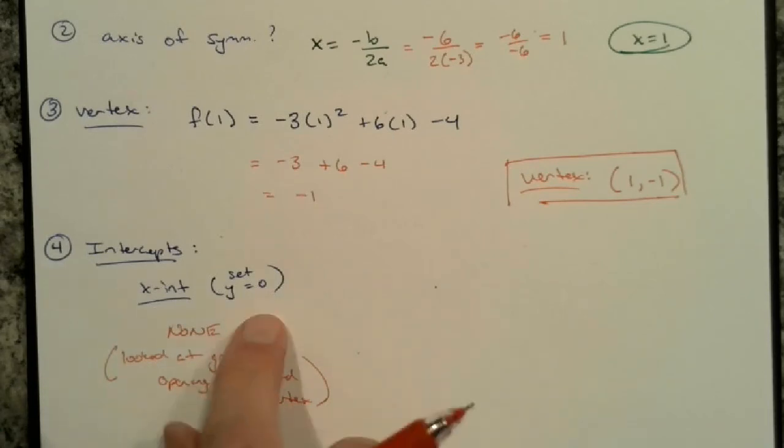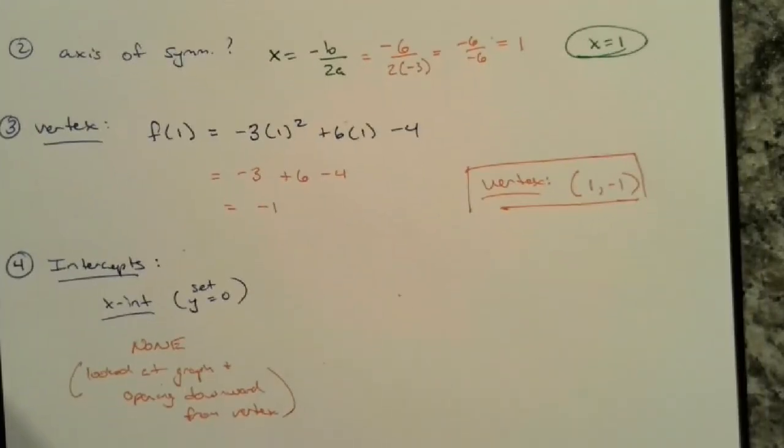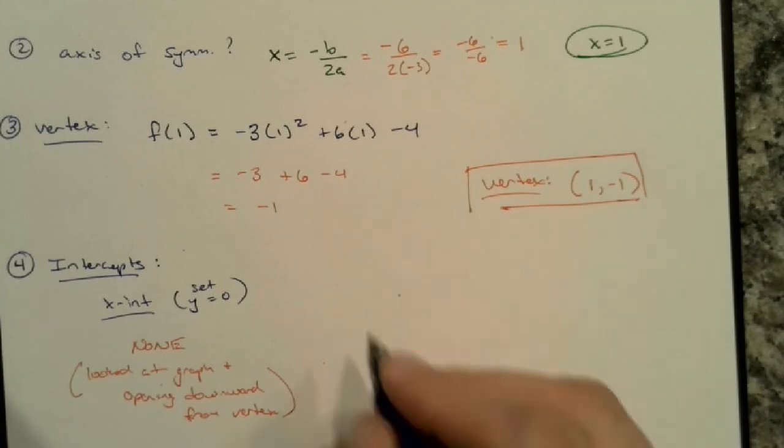If you did set this equal to 0, if you set negative 3x squared plus 6x minus 4 equal to 0, you can solve that, but you'll get imaginary solutions. And that doesn't really help us here, because if you get imaginary solutions, they're not going to be on our real grid.